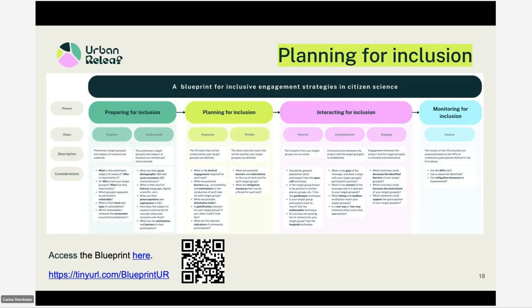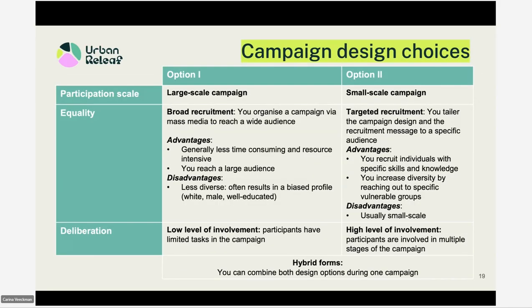Moving on to the second phase, it's the planning for inclusion phase, which consists of the organize and design phase of the citizen science campaign itself. So here you're going to reflect about certain principles related to your citizen science campaign, such as the scale of participation, deliberation, equality, the level of engagement, which type of tasks, through which technologies, and so on. So here we also gave some guidance to the cities related to several options that they can choose from.